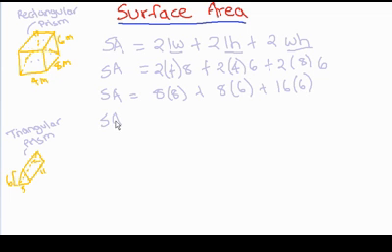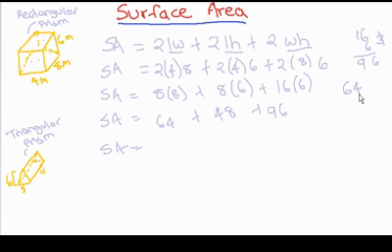So the surface area is equal to 8 times 8 is 64, 8 times 6 is 48, and 16 times 6 is, I believe, 96. 6 times 6 is 36. 6 times 1 is 6 plus 3 is 9. 96. And we add them up. Is equal to 64, 48, 96. 6 plus 4 is 10 plus 8 is 18. 9 plus 1 is 10. 6 plus 4 is 10. 20.